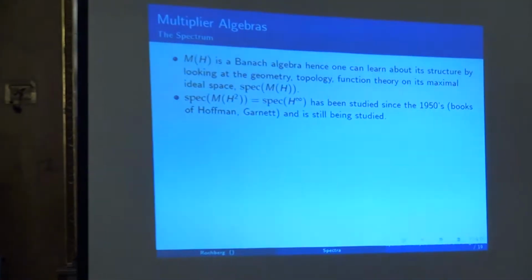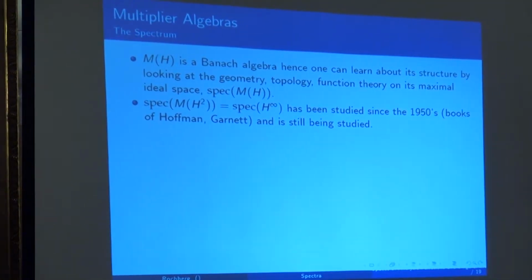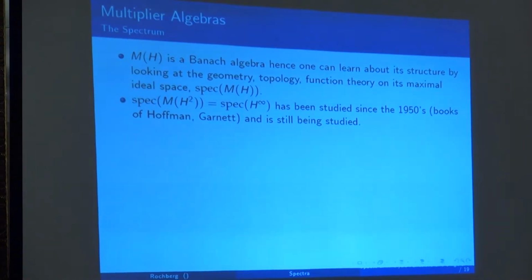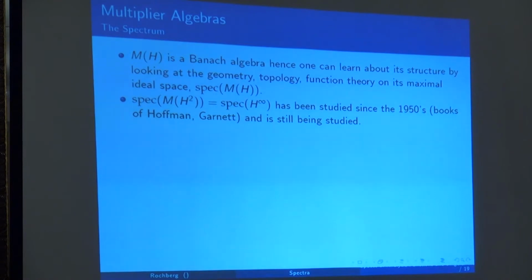If you specialize to the Hardy space, the multiplier algebra of the Hardy space is H infinity. The spectrum of H infinity has been very intensively studied from the 50s up to now. The classical theory is in the books by Hoffman or the book by Garnett, and the classical theory goes back to the late 50s and the 60s. However, there's a great deal known since then, and it's an ongoing process.